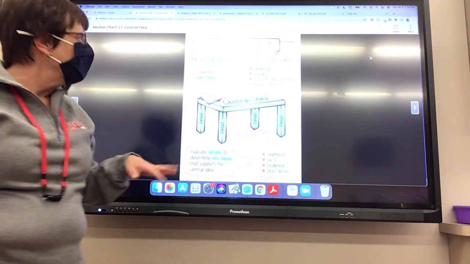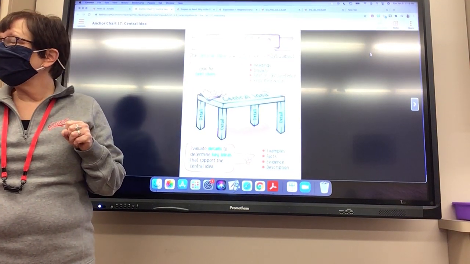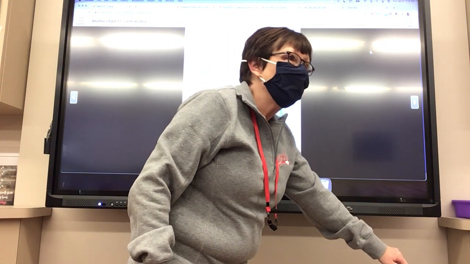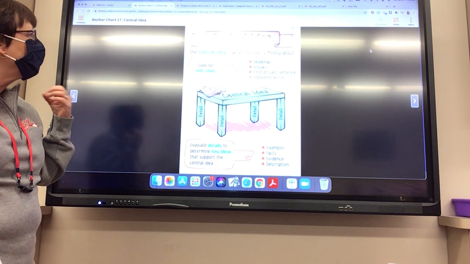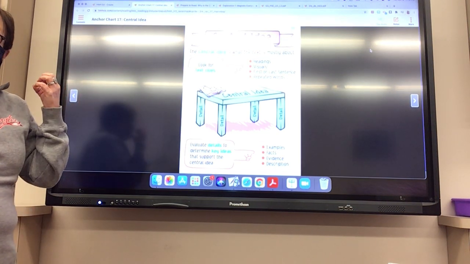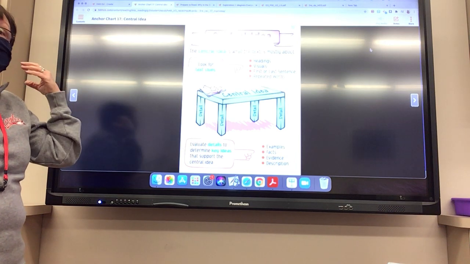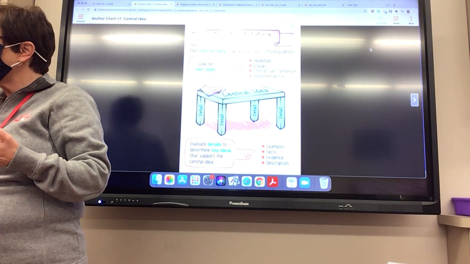Now, boys and girls, do you remember when we talked about central idea? Who remembers that? Oh, good, I see a lot of hands up. Central idea is so important because when we're reading, we want to think about what the central idea of a text is, and that is what a text is mostly about. Do you remember us talking about that?